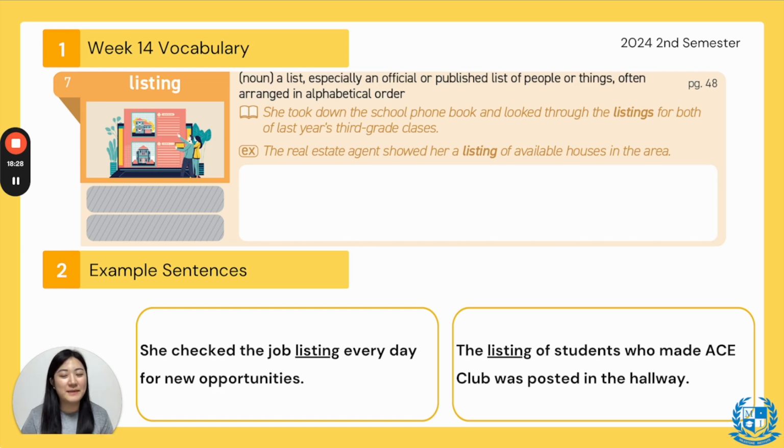Next one, this may be a bit more relatable to you. It says the listing of students who made ACE Club was posted in the hallway. So as you can see also in our bulletin board at MI, there is a listing of everyone who is ACE Club or Student of the Month or Most Improved or Best Essay.